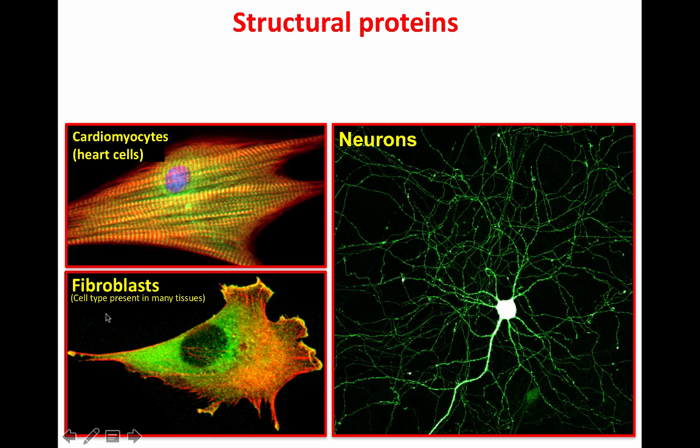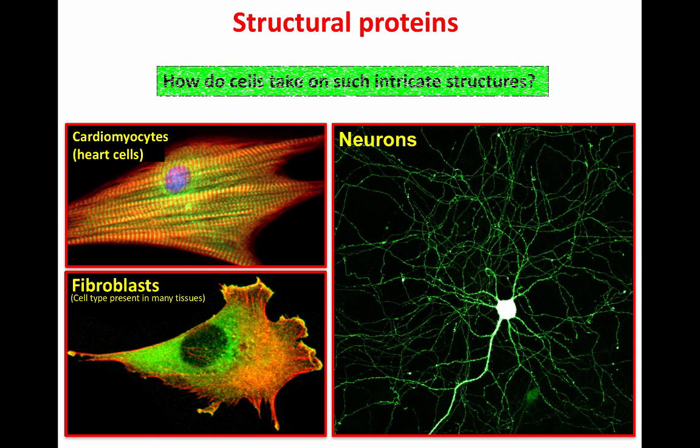Cardiomyocytes, which are heart cells, fibroblasts, which are present in a bunch of tissues, and neurons that are present in our brains. What I want you to appreciate is that while these are all cells and they have a lot in common, they have vastly different shapes or structures. And so the question is, how do these different cells, even though they're composed of the same basic stuff, take on such intricate and different structures?